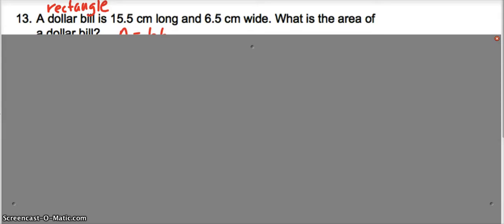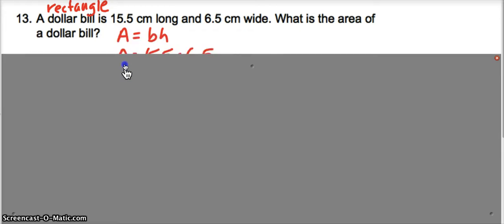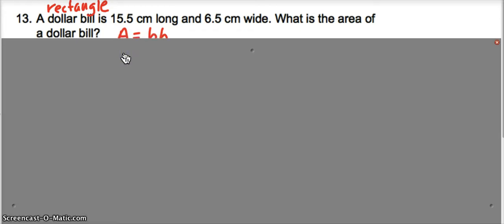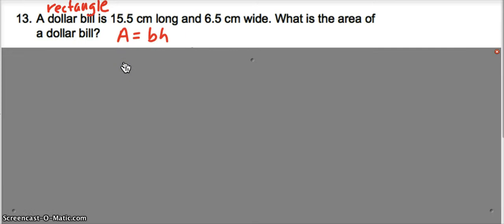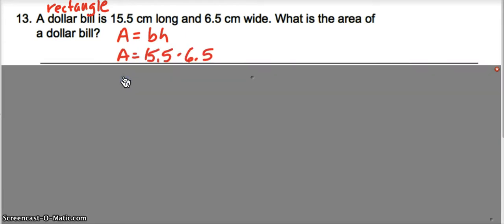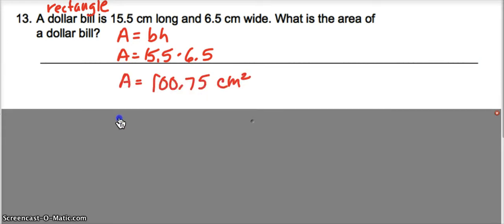All right. Now we get to the word problems. A dollar bill is 15.5 centimeters long and 6.5 centimeters wide. What's the area of the dollar bill? Well, first of all, you've got to know that that dollar bill is a rectangle shape. Once you know that, then you know which formula to use. A equals base times height. The length, the base, would be 15.5 centimeters. The height would be 6.5 centimeters. Now the calculator does the work, and that dollar bill is 100.75 square centimeters.